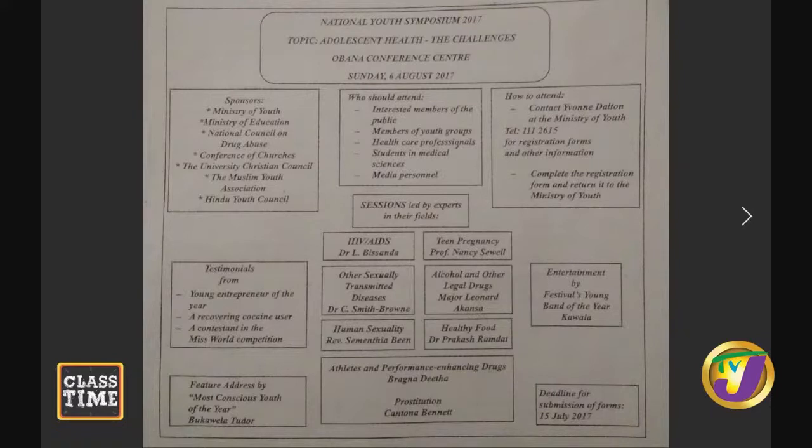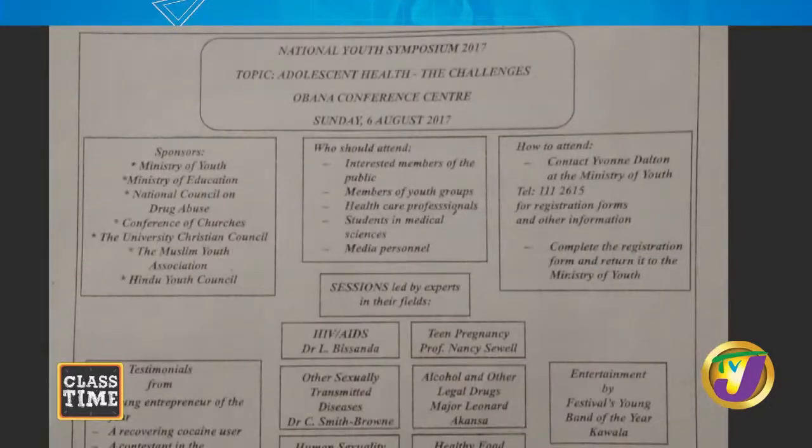So we have the heading, National Youth Symposium 2017, topic, adolescent health, the challenges, Urbana Conference Center, Sunday, 6th of August, 2017. Then coming down, you look at sponsors, and there's a list of sponsors: Ministry of Youth, Ministry of Education, National Council on Drug Abuse, Conference of Churches, the University Christian Council, the Muslim Youth Association, Hindu Youth Council. Next to that, who should attend? Interested members of the public, members of youth groups, healthcare professionals, students in medical sciences, media personnel.